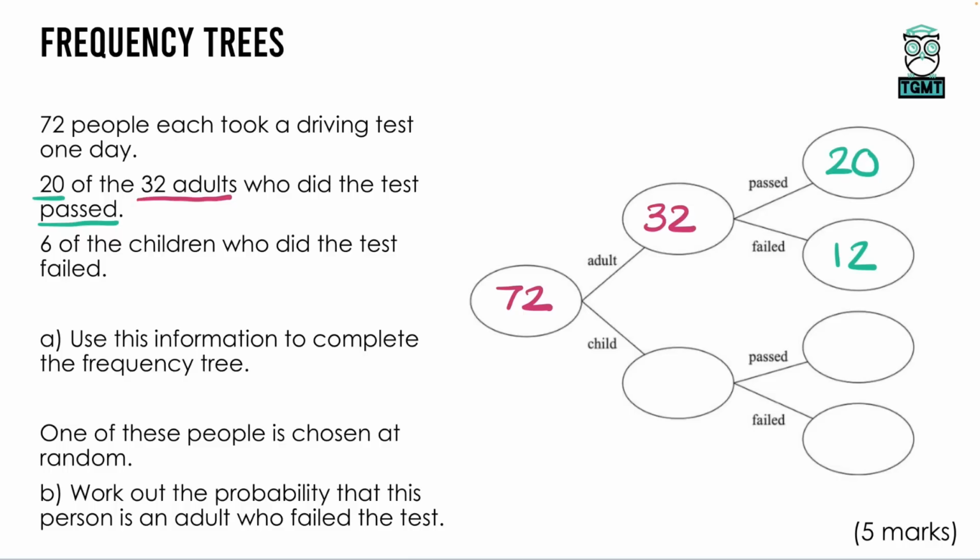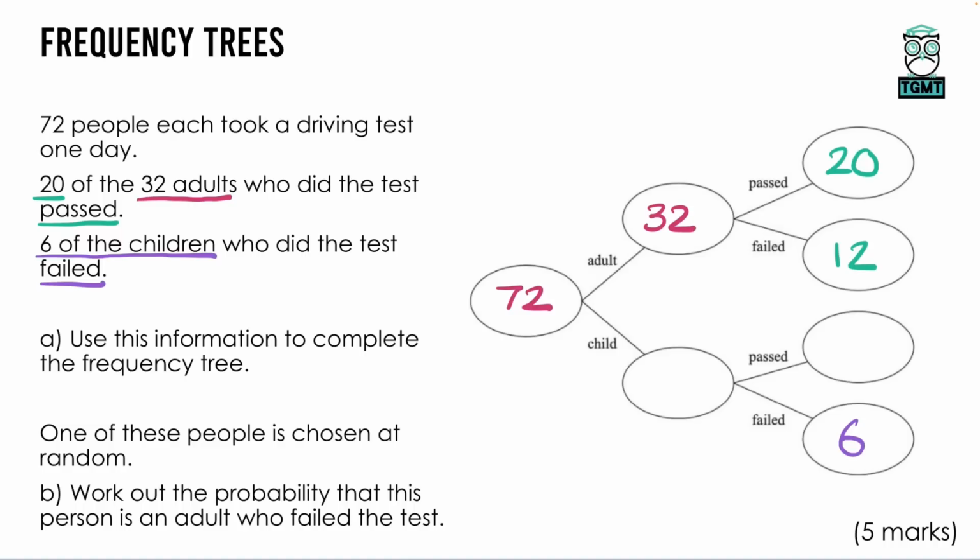It says 6 of the children who did the test failed. So that we can put in straight away. 6 of the children failed. So children that failed is down here, 6. Use this information to complete the frequency tree. Well, we can work out the rest now.